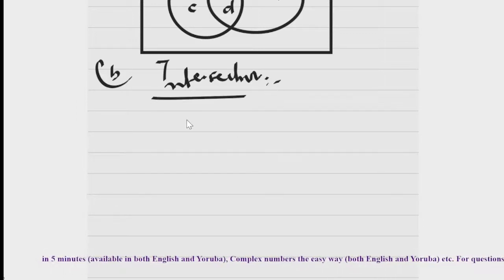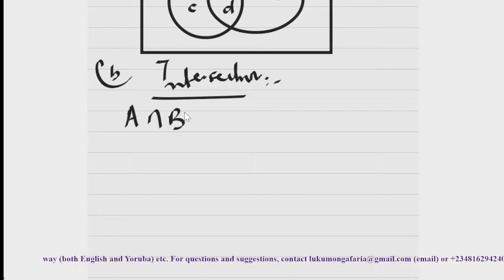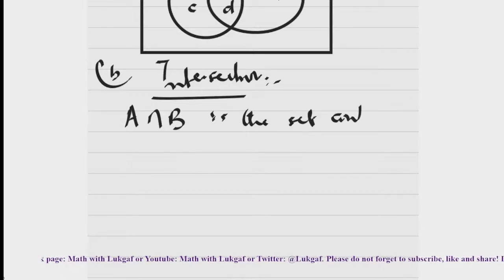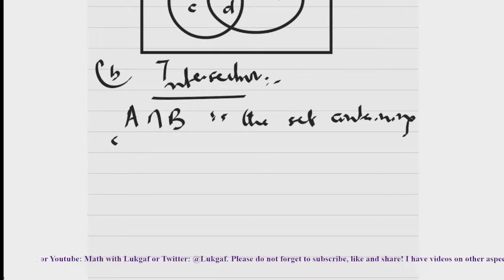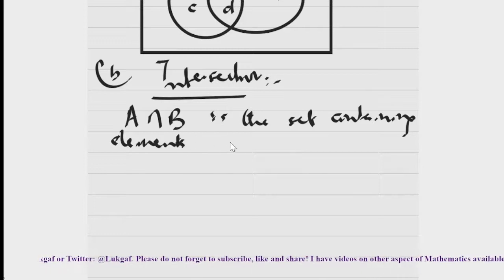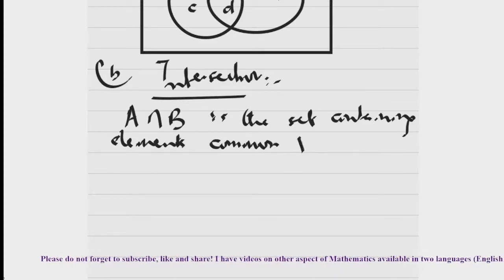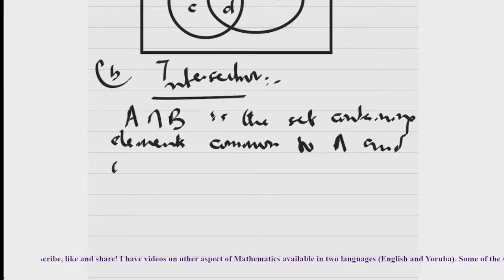Okay, now what of intersection? Intersection, on the other hand, is denoted by this symbol. I said union is denoted by U, the cup, but intersection is like a cap. When you recall, ∩ is intersection, ∪ is union. Don't forget. So when you say A intersection B, that is the set containing elements common to A and B. You understand now? So elements common to A and B.